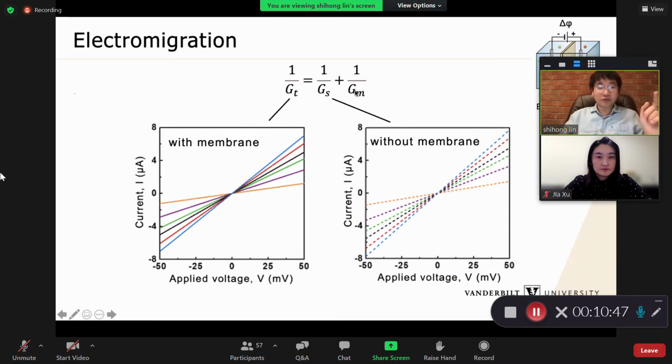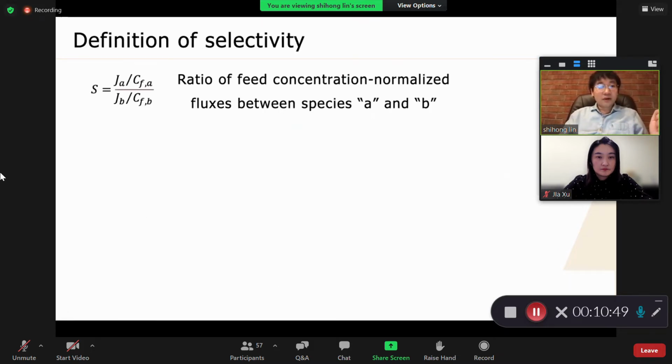So that's how you perform the experiments. Okay, so now we know the three different measurement methods. Let's look at the definition. The definition of selectivity in all cases is basically the ratio between the feed concentration normalized flux of the two species. So we're not only comparing the flux of the two species, but also comparing the feed concentration to be more fair.